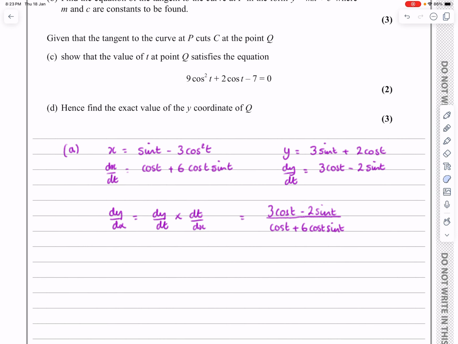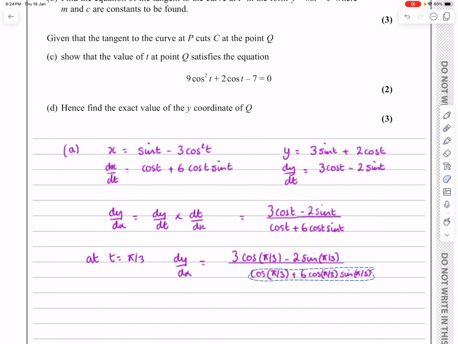What do we need to do with it? It says at t equals pi over 3, find dy by dx. So at t equals pi over 3, dy by dx then is going to be equal to 3 cos pi over 3 minus 2 sine pi over 3, all divided by cos pi over 3 plus 6 cos pi over 3 sine pi over 3. I'm not going to bother showing you how to do that. Just stick all that into the calculator. If it was a complicated thing, then we might go through it, but it actually all works out to be equal to 3. So part A done.